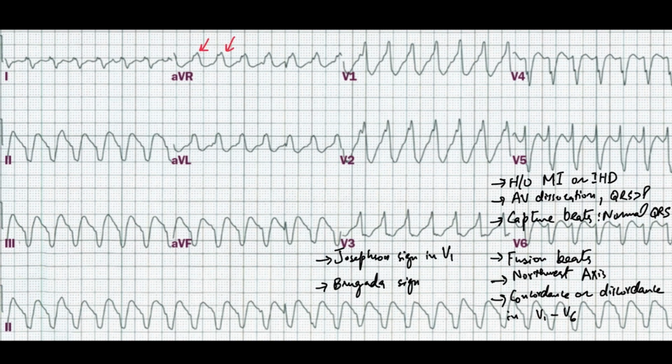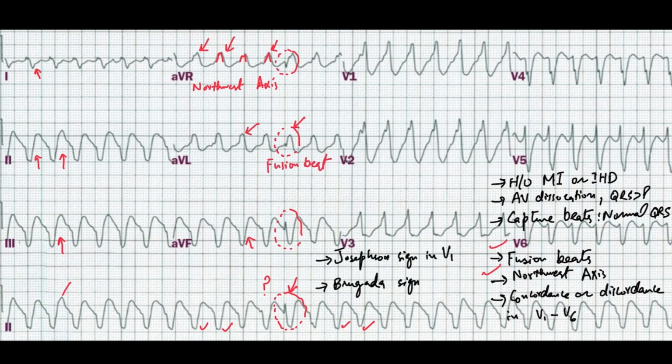In this ECG, as you can see, the QRS is positive in lead aVR and negative in most of the limb leads. So northwest axis is present. Look at this beat here and compare it with other beats. It seems to have a morphology different from other beats. And this same feature is present in other leads like lead aVF, lead aVL, and lead aVR. So maybe it's a fusion beat.